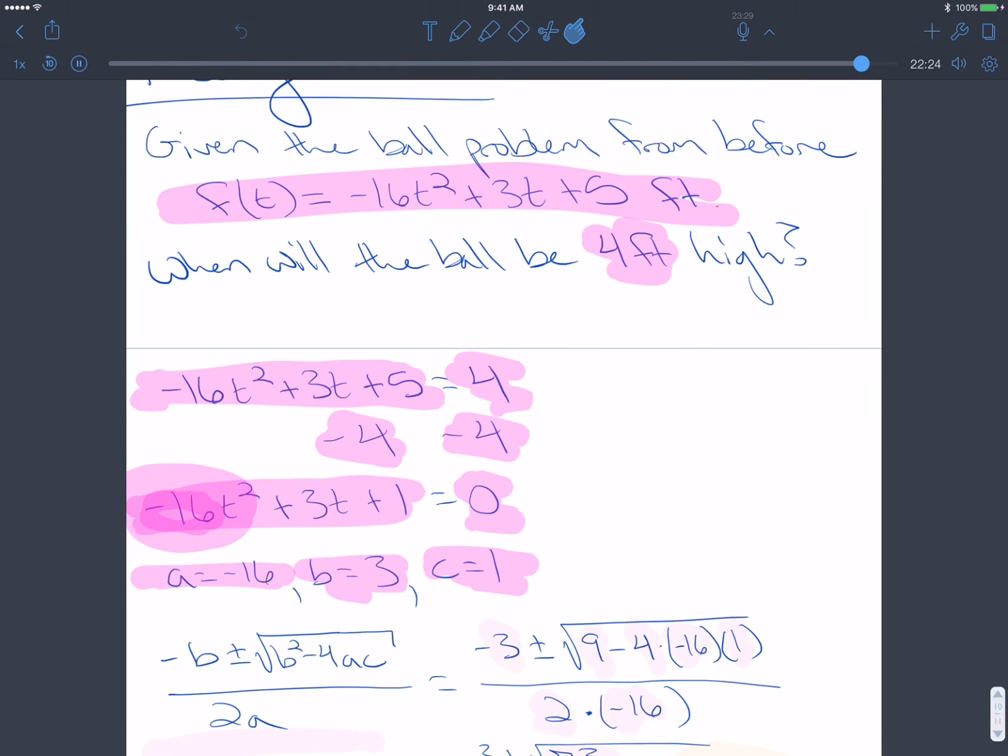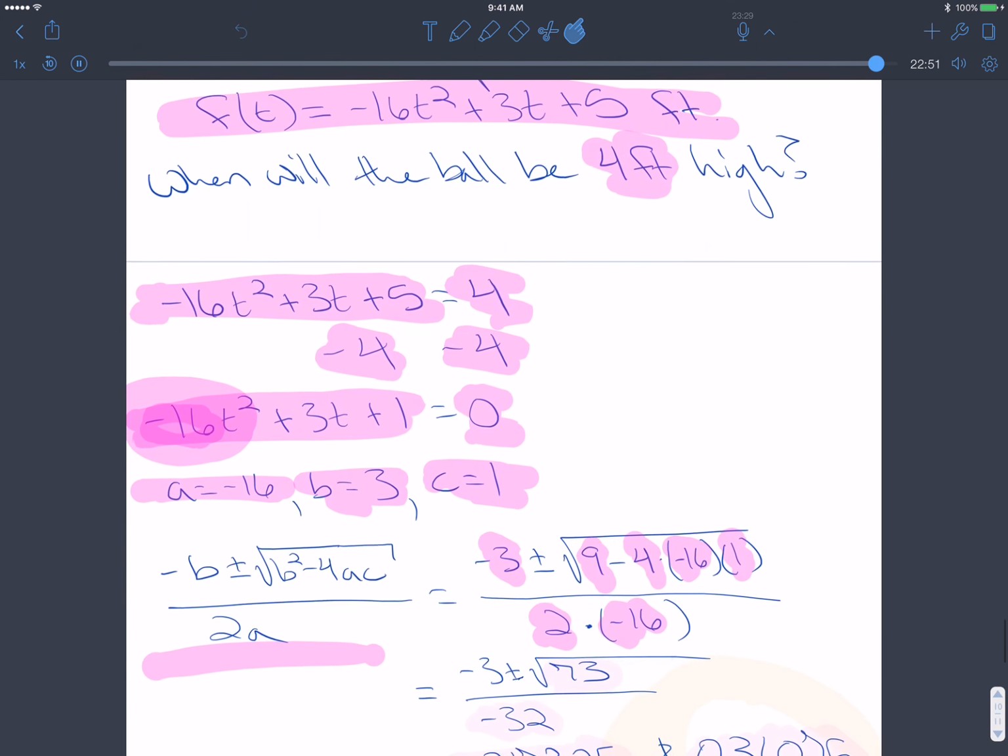Anytime that a is not 1, factoring is going to be more difficult. Some of you that are more used to factoring are going to find 2's and 3's pretty straightforward, but when it gets much bigger than that, it gets pretty cumbersome to factor. So, substitute that into my quadratic formula. b is 3, so negative 3 plus or minus the square root of b squared, that's 9, minus 4 times a, which is negative 16, times c, which is a positive 1, all over 2 times a, which is negative 16.